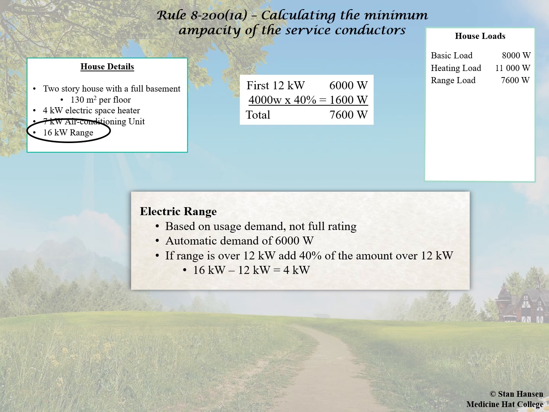If our range was less than 12 kilowatts, we would just put 6,000 watts in and it doesn't matter. Even if we have a 3 kilowatt range, we still give it a value of 6,000 watts. That way, if someone wished to upgrade their appliance at a later date, there's still room in the service for them to be able to do that.